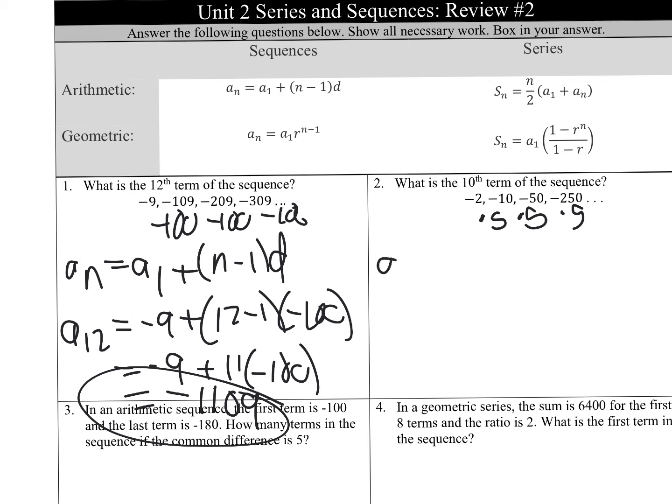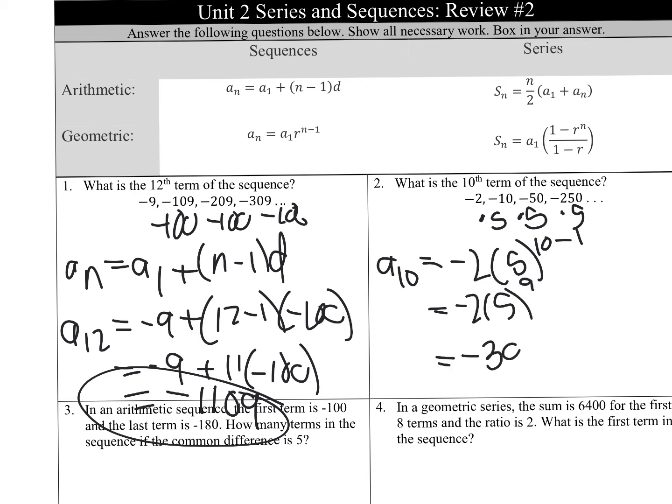So it's going to be a sub 10. It's geometric. So my first term is negative 2. My rate is 5. I want the 10th term. So it's going to be negative 2 times 5 to the 9th power. So negative 2 times 5 to the 9th power, and we're going to get negative 3906250.